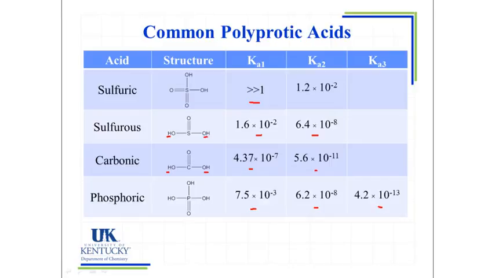Notice that the trend we saw with carbonic acid, that Ka2 is less than Ka1, continues as we go to phosphoric. Ka3 is the smallest of the 3 values. Ka2 is a little bit bigger, and Ka1 is somewhat larger. We will see this trend continue for all polyprotic acids.